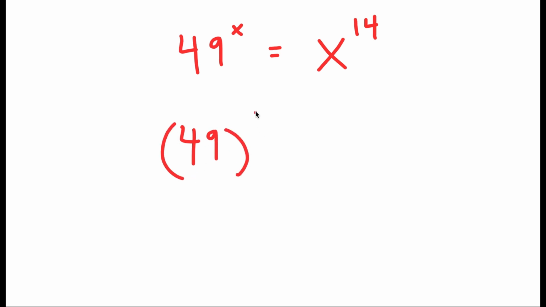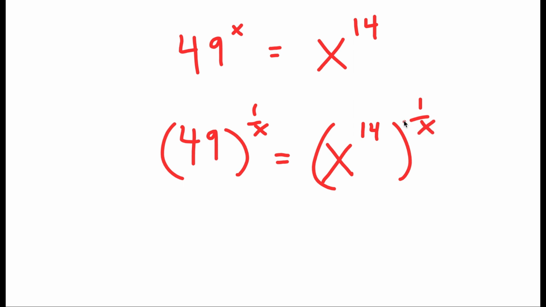Alright, so in this video, I'm going to solve the equation 49 to the power of x is equal to x to the power of 14. So to solve this, I'm going to first start by taking the power of 1 over x on both sides. So I get 49 to the power of 1 over x is equal to x to the power of 14 to the power of 1 over x.